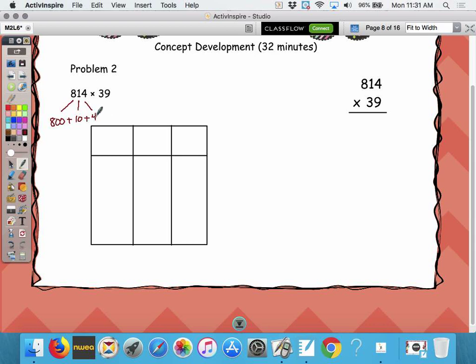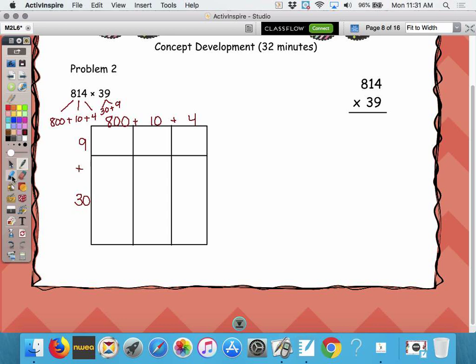Awesome. So that will go on top because what number's on top of my standard algorithm? 814. So 800 plus 10 plus 4. Now, you realize, don't you, those plus signs are optional. You don't have to write them there. You just have to know that you're going to add them up going across. Okay? And then 39, how will I break it? 30 plus 9. Which one goes on top? 9.